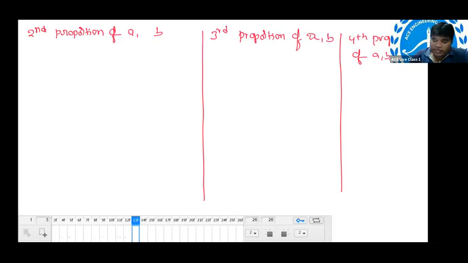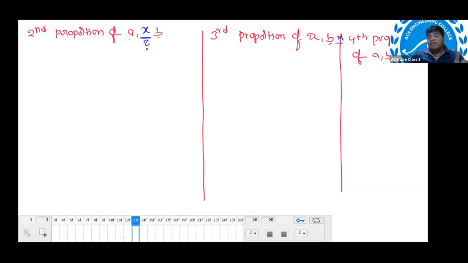Find the second proportion. A and B are two numbers, but he is asking for the second proportion, which means there is a number existing in between A and B. What is that number? For the third proportion of A, B, they are asking for the third value, say X. For the fourth proportion of A, B, C, what is the X value? I want the second proportion, but I have only three numbers, A, X, B. By using these three numbers, how do we write a proportion?